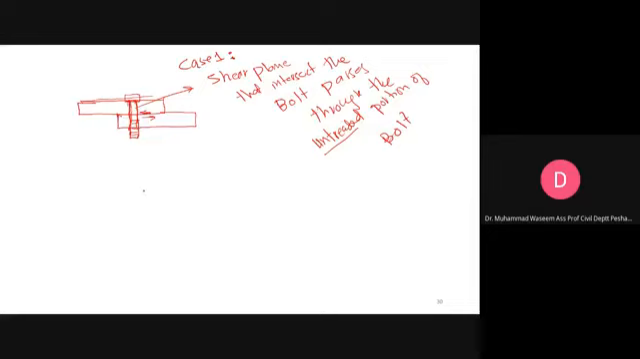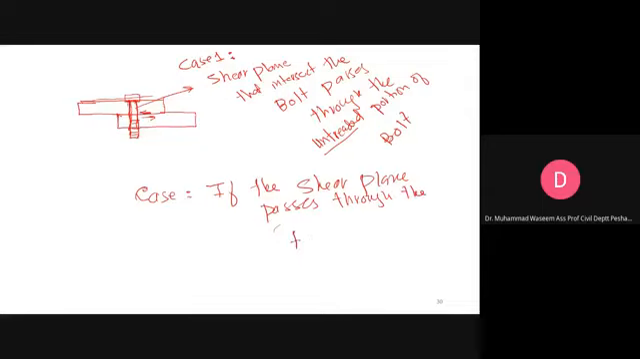Now case 2 is if the shear plane passes through the threaded portion of the bolt. Can you please check what is the spelling of threaded? T H R E A D E D.